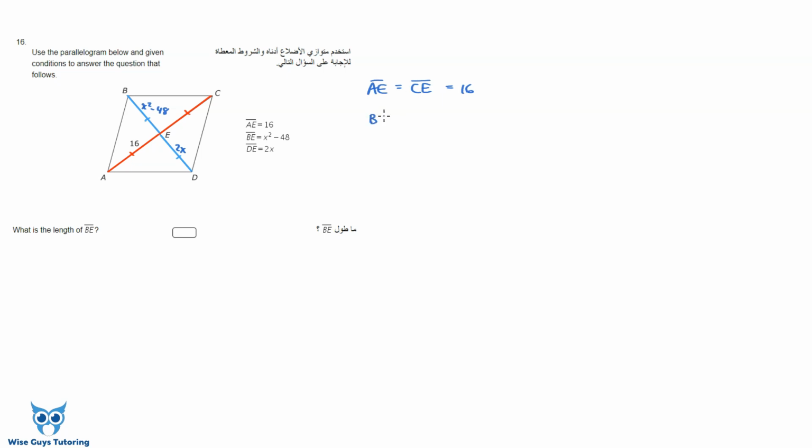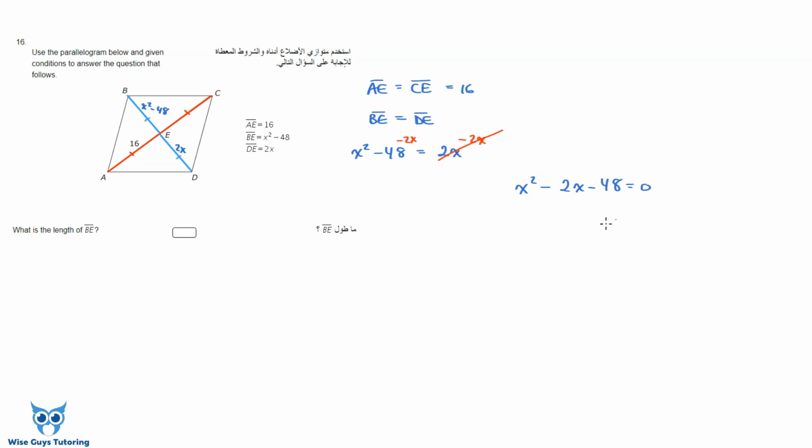And at the same time, we know that BE is going to be the same as DE. So this is the one we're going to work on, right? Because they're looking for BE anyway. So we're going to substitute the length that they gave us. So x squared minus 48 equals 2x. Now this is a quadratic. And to solve a quadratic, the way we do it is we get everybody on one side. We make it equal to 0 and we try to factorize. So I'll subtract 2x on both sides. That's basic algebra, right? So minus 2x minus 48 equals 0.